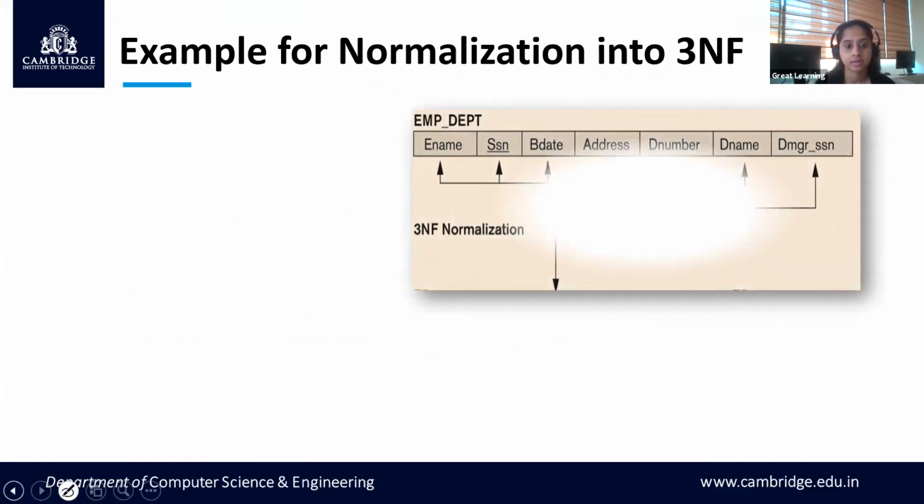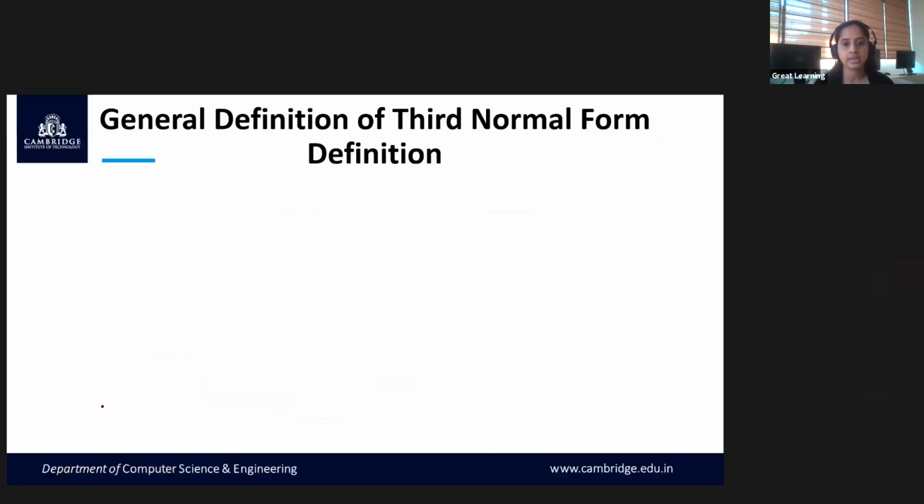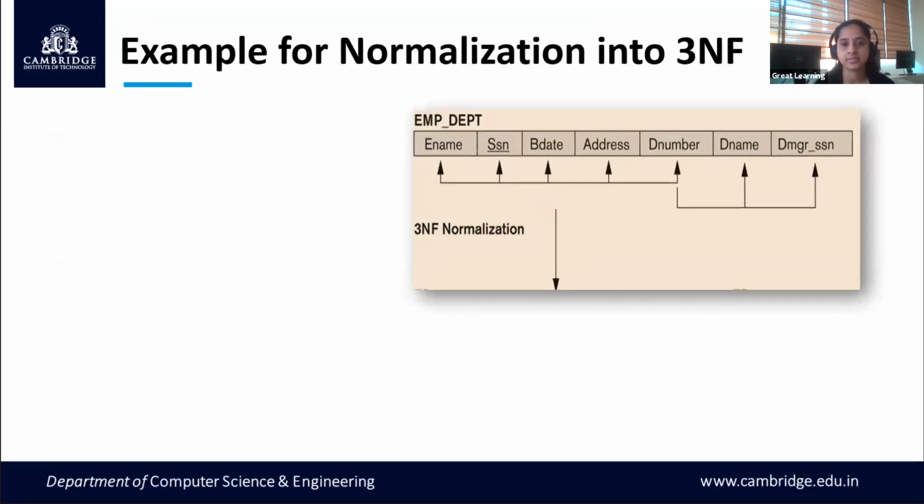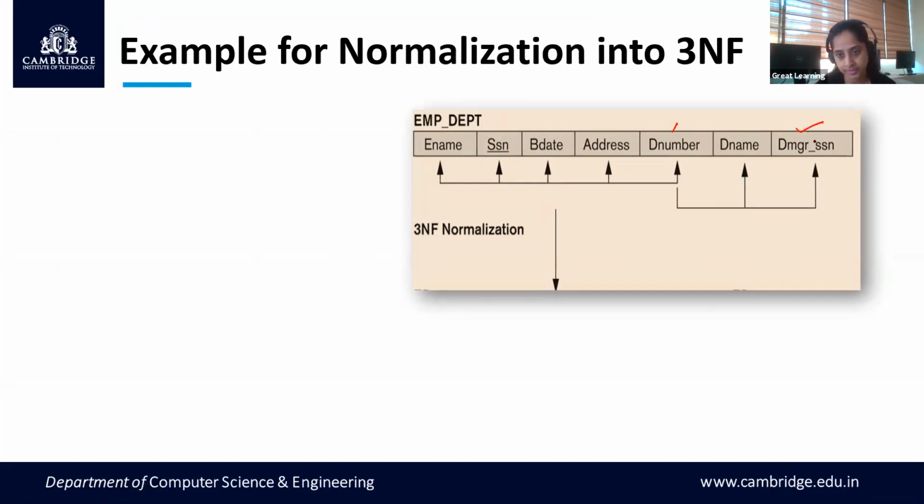Based on this, let us solve this, then we will go to the generalization. So now this is an example we have already seen: D number is not a candidate key, right? It's not a candidate key. This is a non-prime attribute. DMGR is a non-prime attribute. This is only a prime attribute.